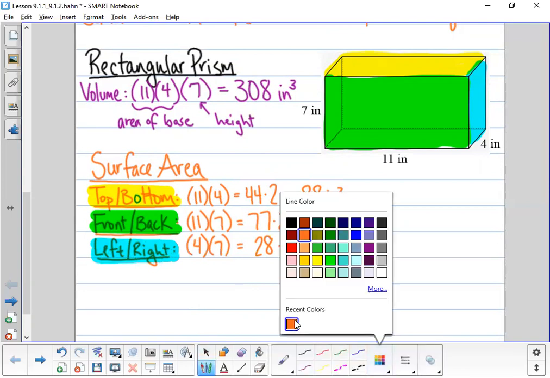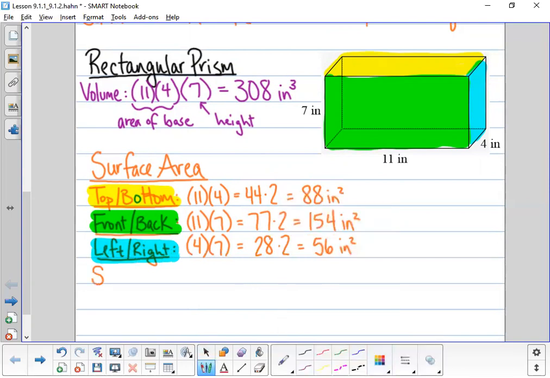So to find my total surface area, I'm going to add up those areas all together. So I've got 88 plus 154 plus 56. I'm going to add those together. And I get 298. And then since I'm talking about an area, I would have inches squared.